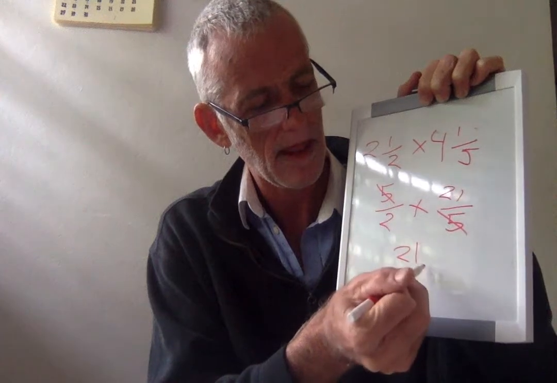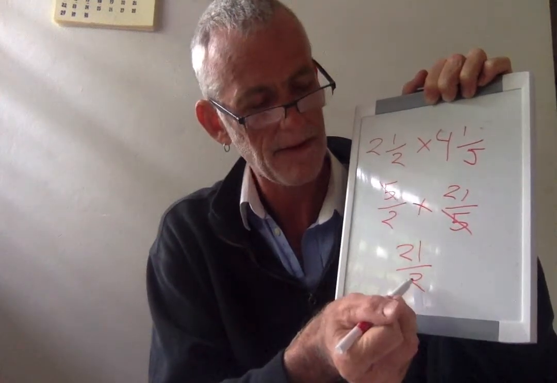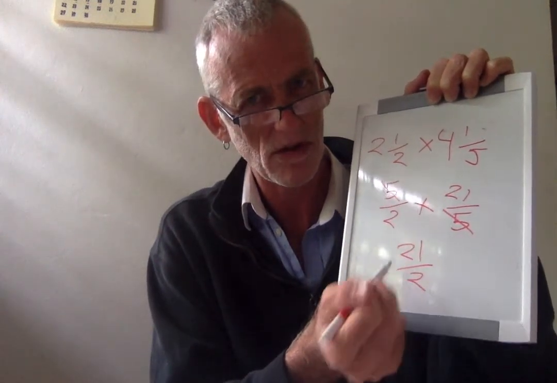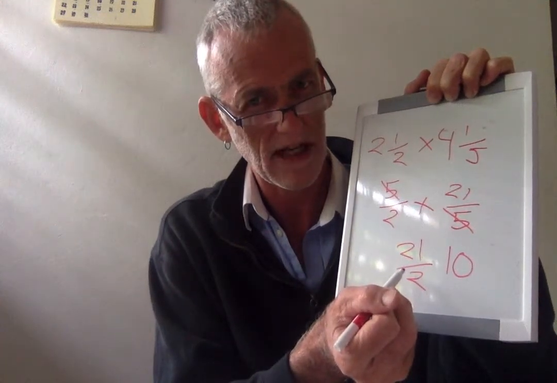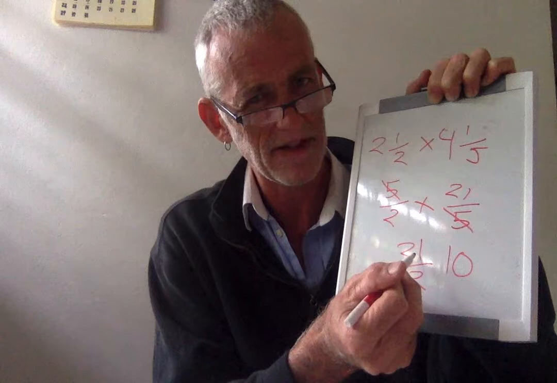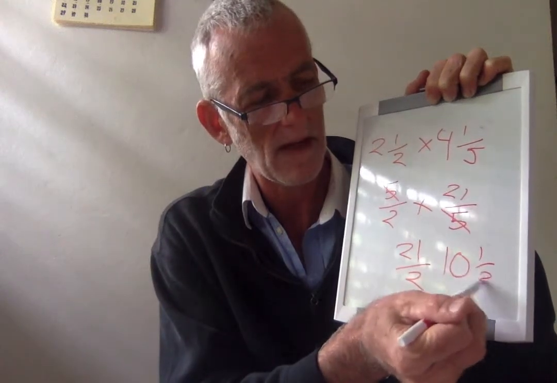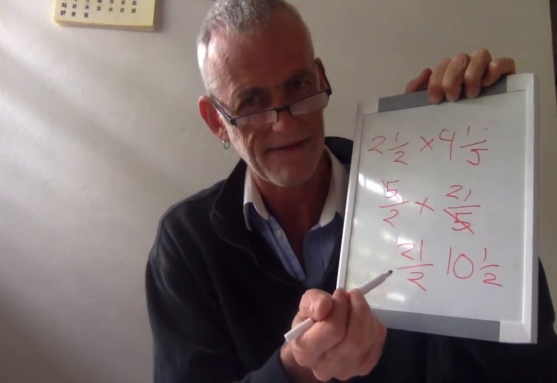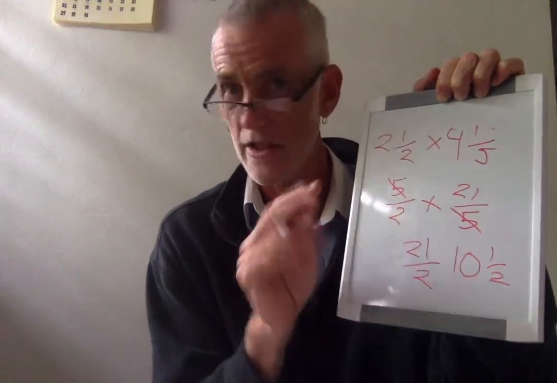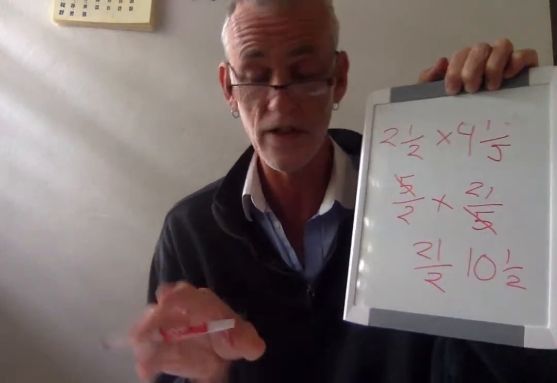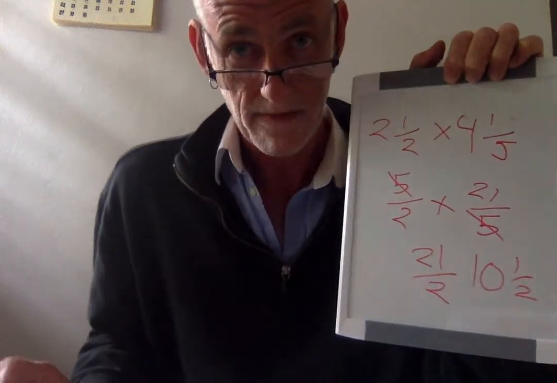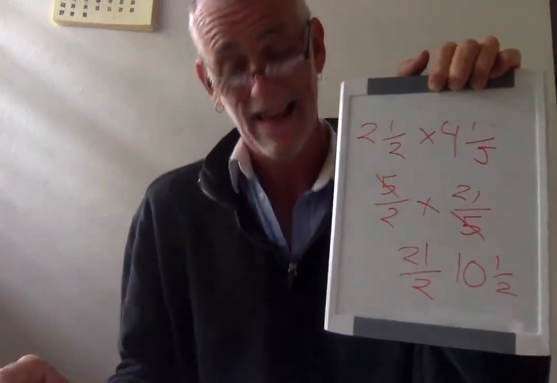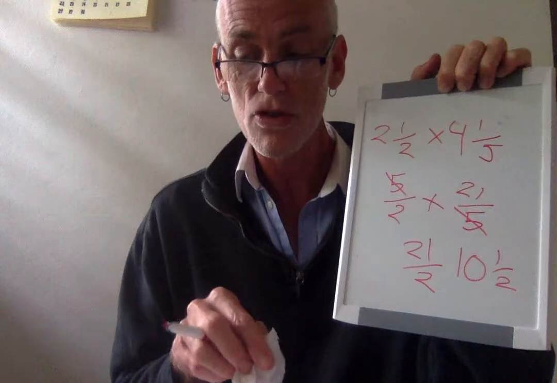21 over 2. How many times does 2 go into 21? 10 times. 2 times 10 is 20. How many left over? A half. 10 and a half. That's the other way of doing it. You can do it either way. Whatever way works for you is the way that you do it, right? Everyone's got their own style. All right. Do the rest of it.